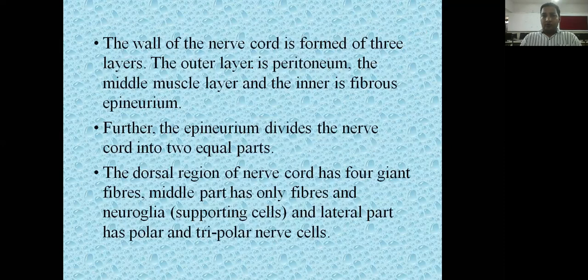The wall of the nerve cord is formed of three layers. The outer layer is peritoneum, the middle layer is muscular, and the inner layer is fibrous epineurium. Further, the epineurium divides the nerve cord into two equal parts. The dorsal part of the nerve cord has four giant fibers, and the middle part has only fibers and neuroglia, that means supporting cells which help in the transfer of messages in the nerve cell. And the lateral part has unipolar, bipolar and tripolar nerve cells.